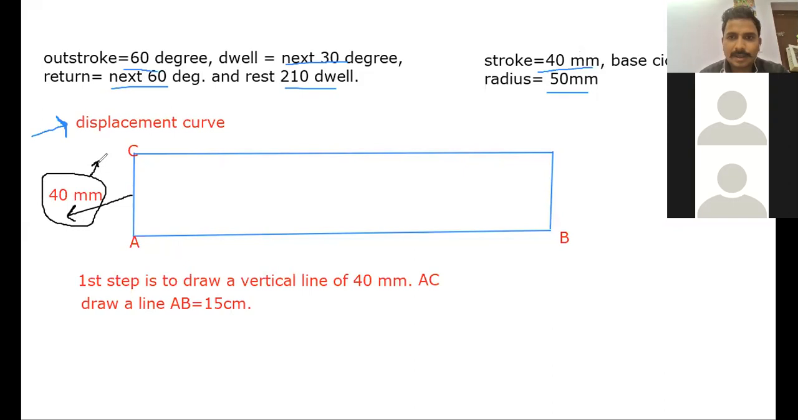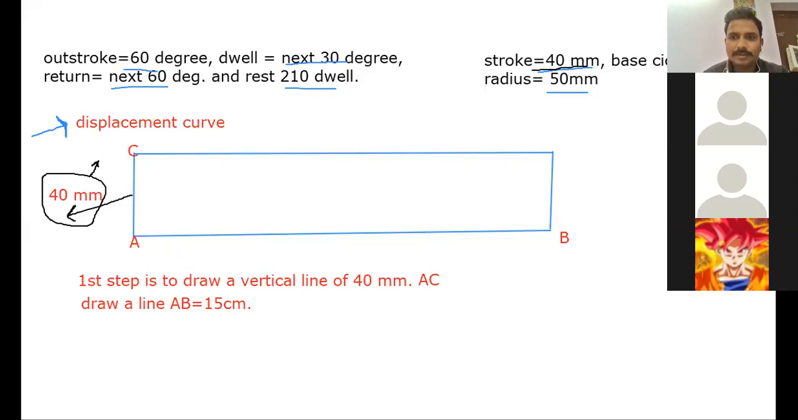If the stroke in the question is given to me as 30 mm, then it should be 30 mm. Perfect. And AB you have to draw as 15 centimeters. That is the length of your complete scale. Okay. Now please see the next step.